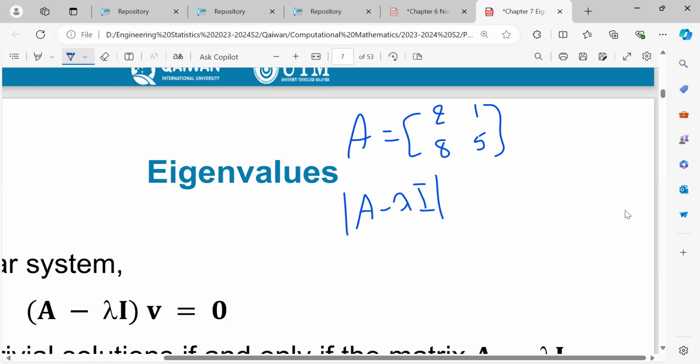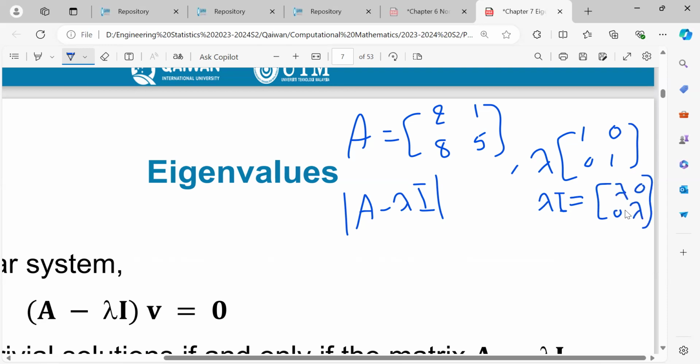Let's do it. What's lambda I? Lambda times I. As A is a 2 by 2 matrix, I must be a 2 by 2 matrix. It's 1, 0, 0, 1. So lambda I is lambda 0, 0, lambda. Okay? This is lambda I. We subtract this from A. So determinant of, let's first find A minus lambda I.